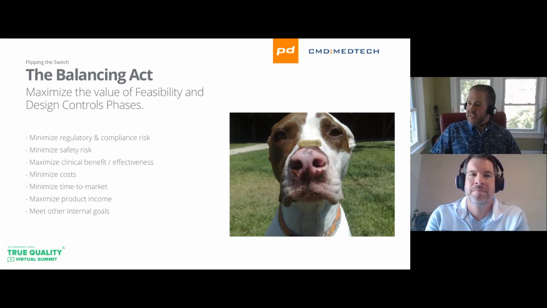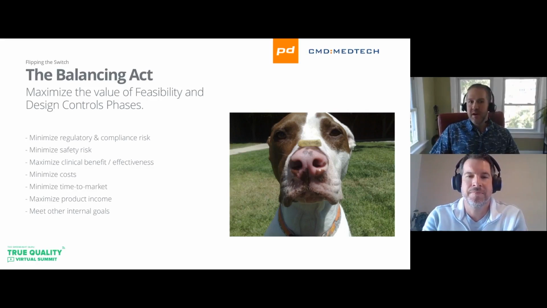These phases aren't mutually exclusive too. So we want to be clear there, in that you can still stay in feasibility for some elements, but may move into design control for other elements. So it's not necessarily a hard stop. And we'll talk a little bit more about that in a little bit.